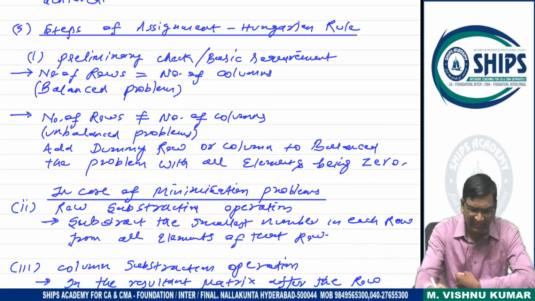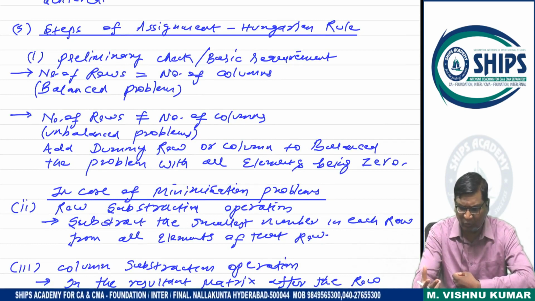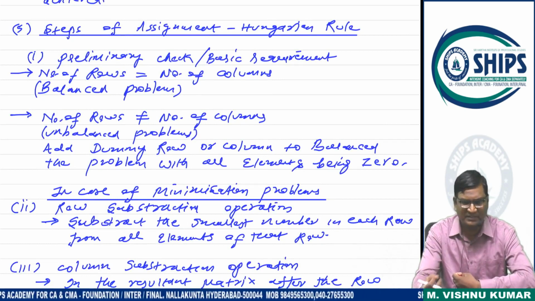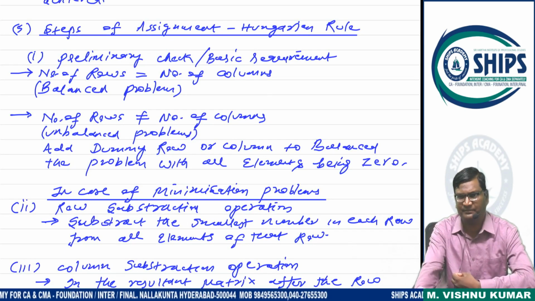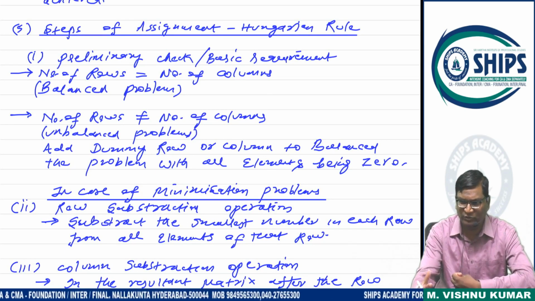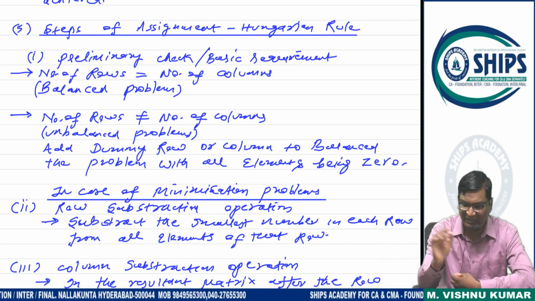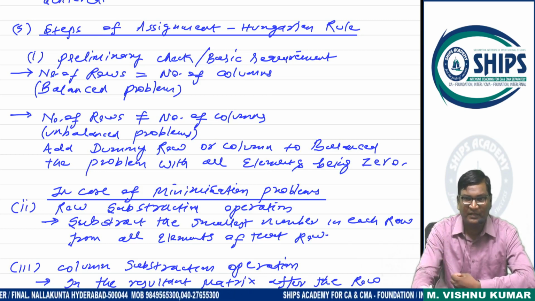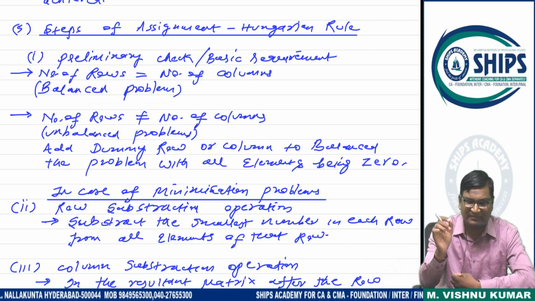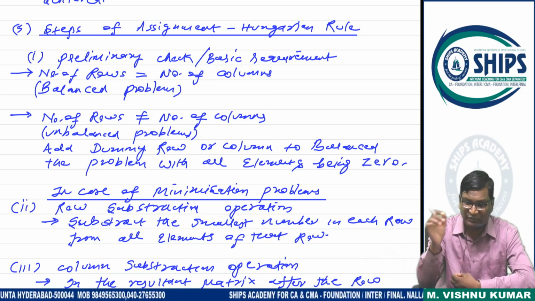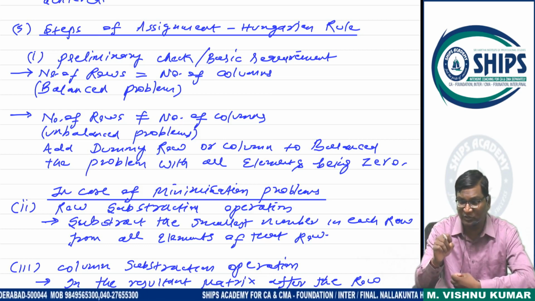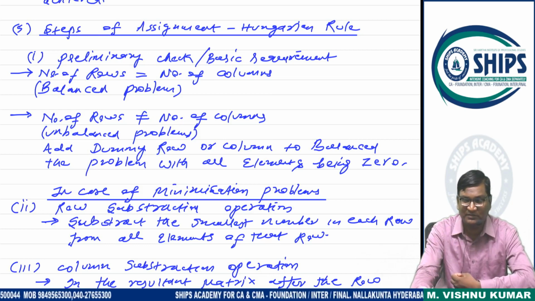See, in assignment, first step is row operation. Second step is column operation. Third step is the minimum number of lines to be drawn. Whenever we draw the lines, it should be minimum, and after drawing the minimum number of lines, the lines should cover all zeros.